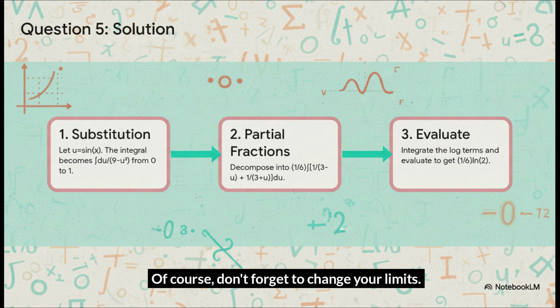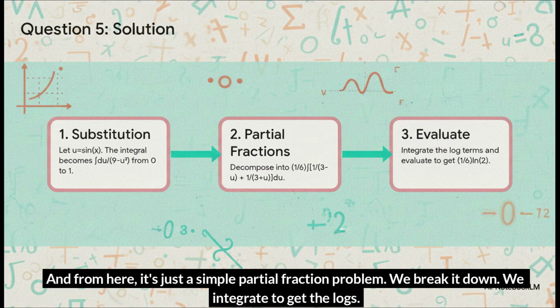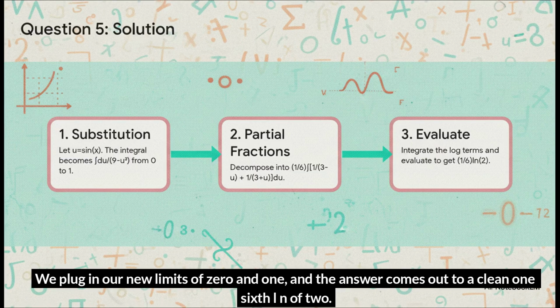Of course, don't forget to change your limits. Sine of 0 is 0, and sine of pi over 2 is 1. And from here, it's just a simple partial fraction problem. We break it down, we integrate to get the logs, we plug in our new limits of 0 and 1, and the answer comes out to a clean 1/6 ln of 2.